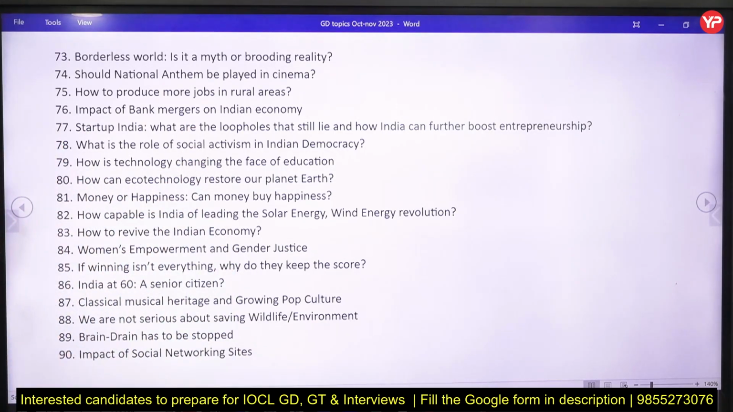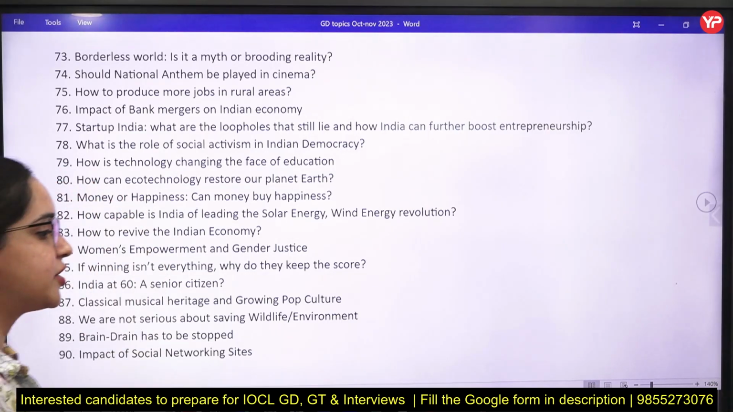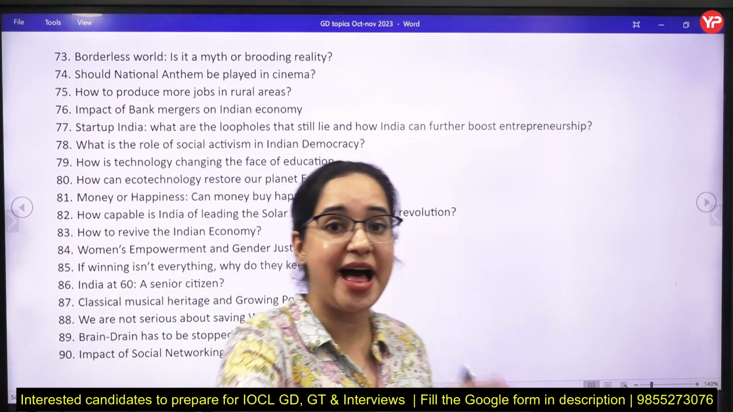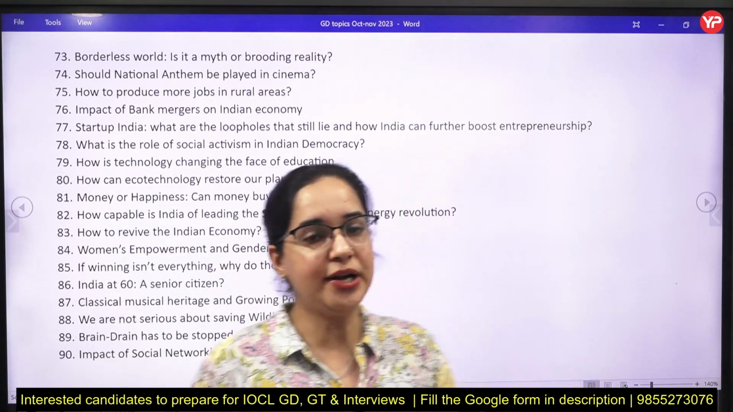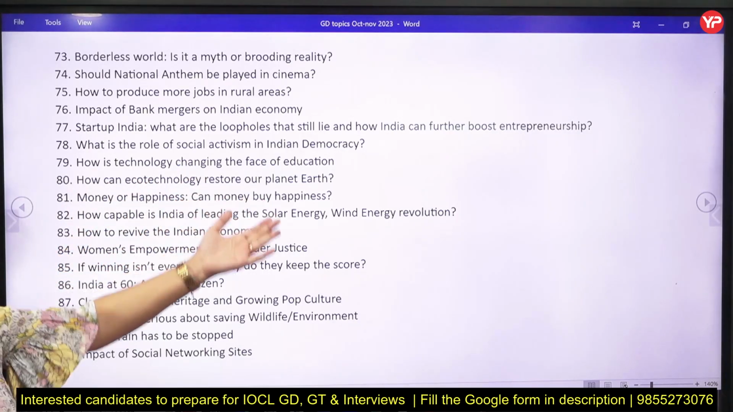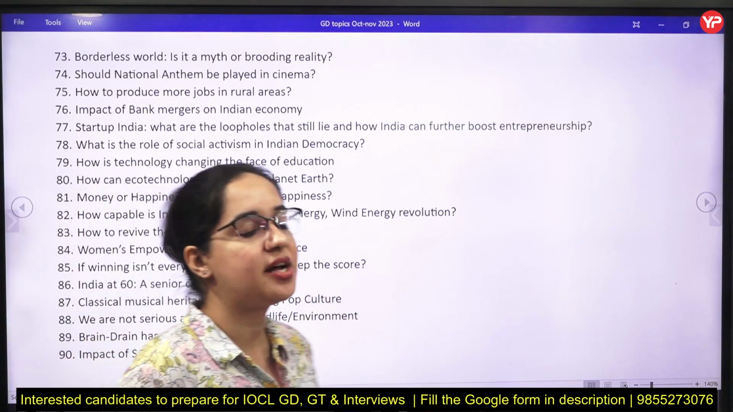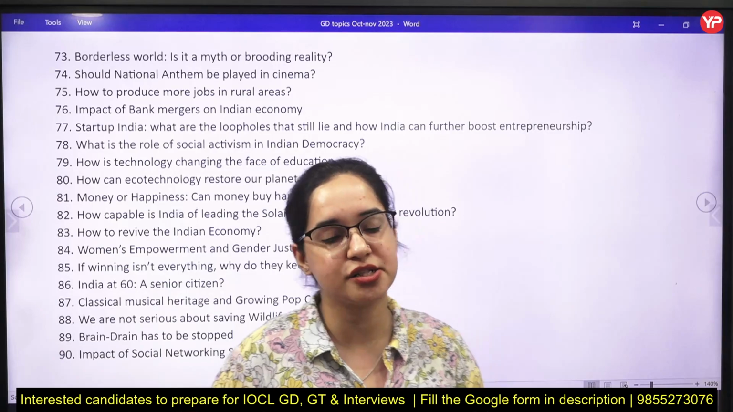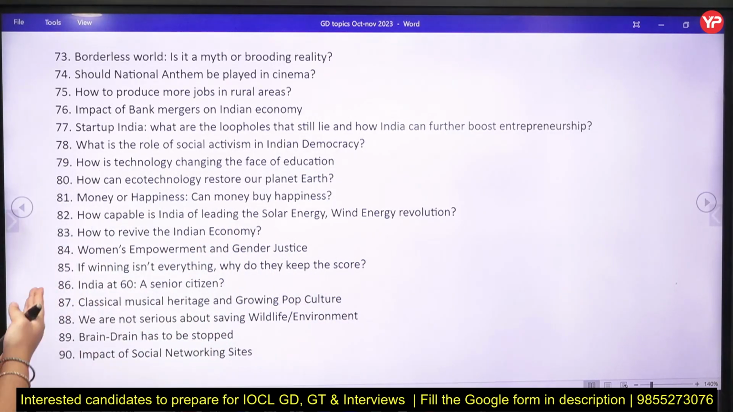How to produce more jobs in rural areas, Startup India, technology changing the faces of education, the landscapes of new education. One topic, multiple aspects, the way of asking. Money or happiness, can money buy happiness? Recently this was asked in a PSU, GAIL also it was asked. So this is also a topic. How to revive the Indian economy, women's empowerment and gender justice. Then brain drain has to be stopped.